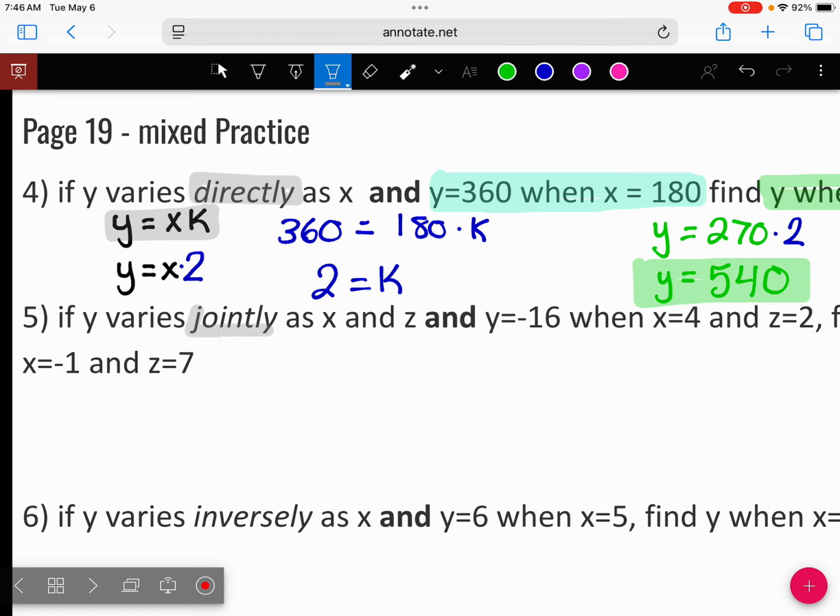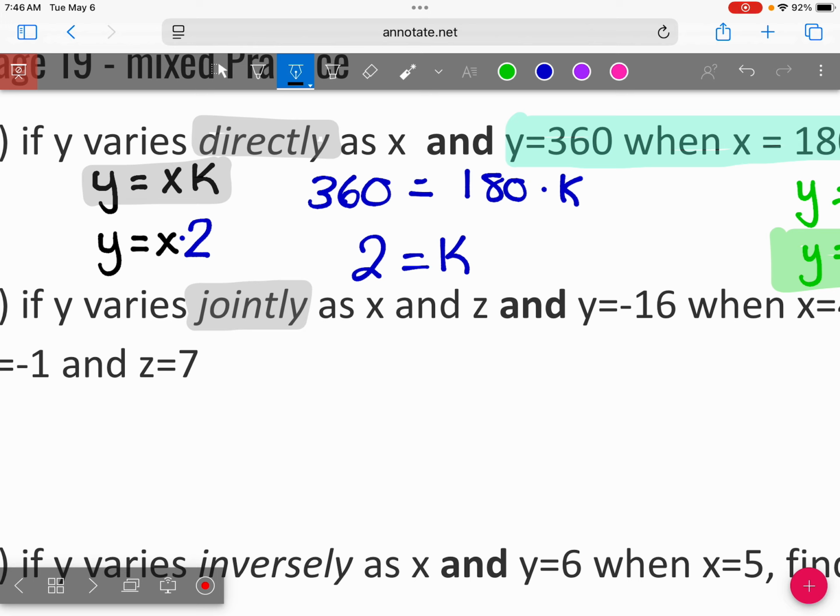So if y is varying jointly as x and z, or varying jointly with x and z, that means our y is across from my x and z and some number k. So it doesn't have to just be x times z, it can be x times z times something.